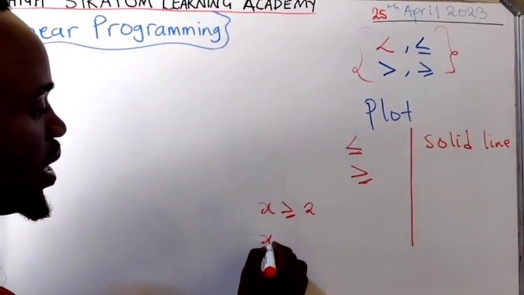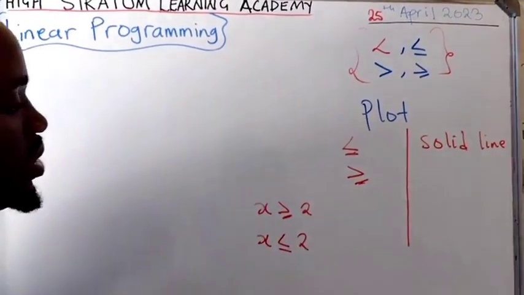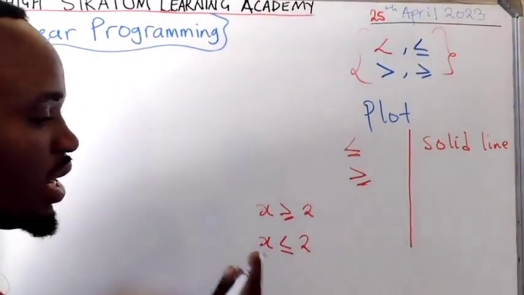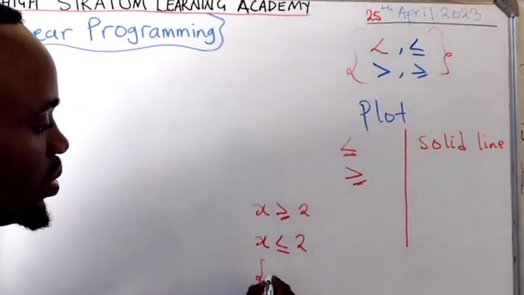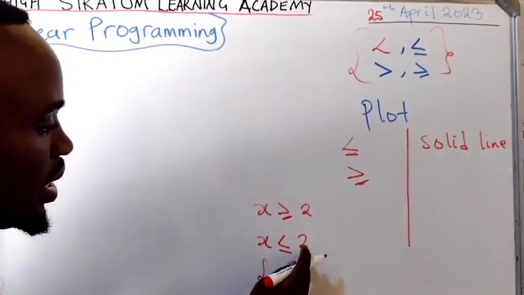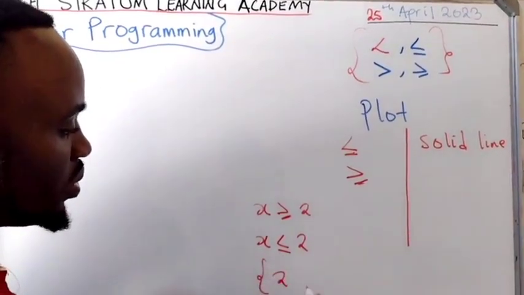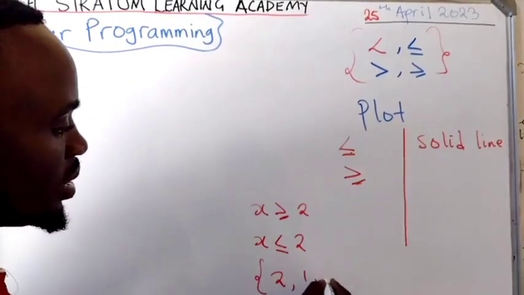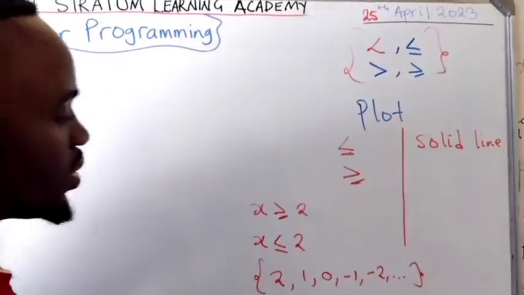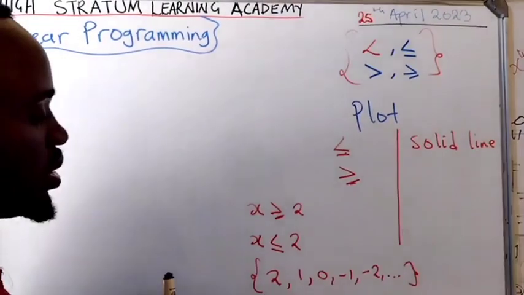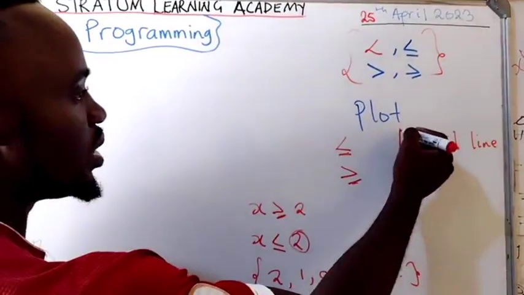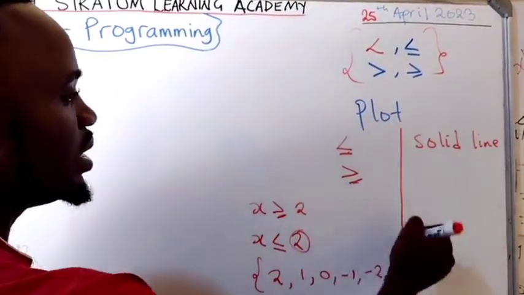Also, in the case if you have x less or equal to 2, it means that even this 2 is part of the solution set. We are looking at numbers that are less or equal to 2. So you start from 2, which is part of the solution set. 1 is less, 0, -1, -2, and so on and so forth. This is what it means. So when you are plotting this, it means that even this 2 is part of the solution set, so you are going to draw this type of line, a solid line.